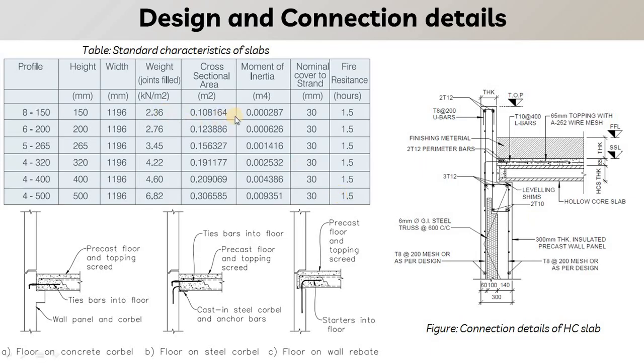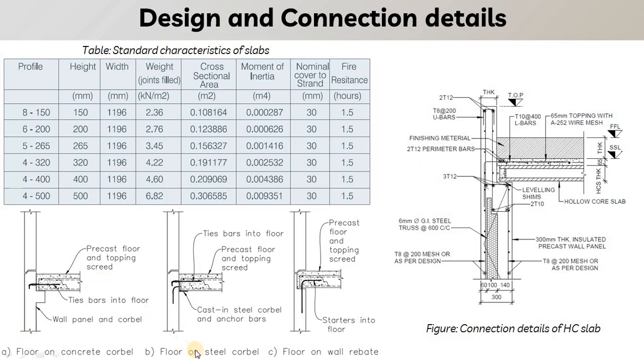So here you can see this is the connection detail of the hollow core slab. Either the hollow core slab can rest on the wall with the corbels on the wall or a nib on the wall. So the slab will be rested on the nib and the load will be transferred on the nib and from the nib to the wall panel.